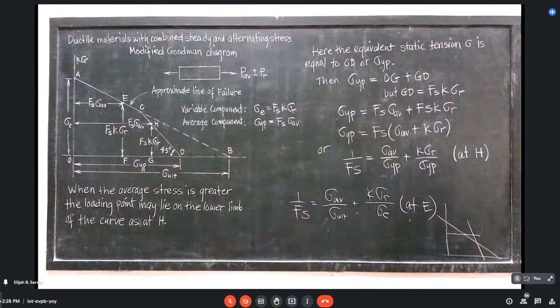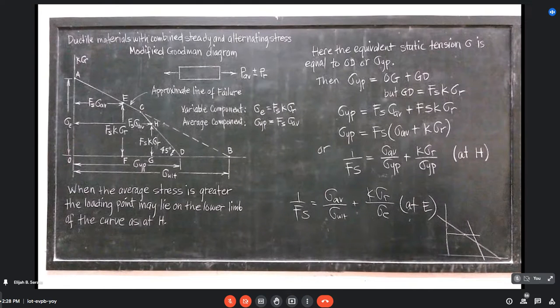Is that clear? So don't give me two factors of safety. Don't make me choose, because if I pick wrong, you will lose. Do you understand? Yes, sir. Because this is a test of how you understood the modified Goodman diagram.